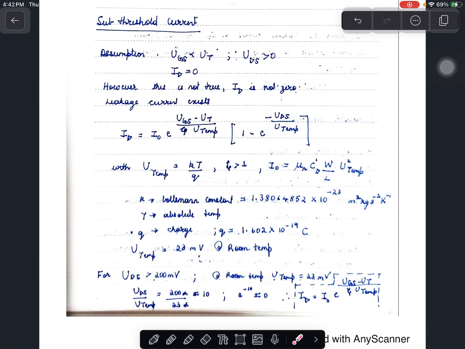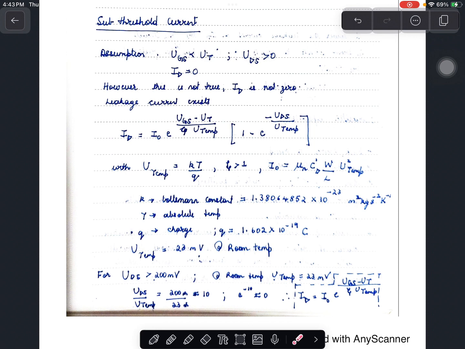The last second order effect is the sub-threshold current. Our assumption was when the gate to source voltage is lesser than the threshold voltage, and when VDS is greater than 0, the drain current should be 0. However, this is not true. There will be a very small drain current flowing, that is the leakage current, and it depends on this equation.